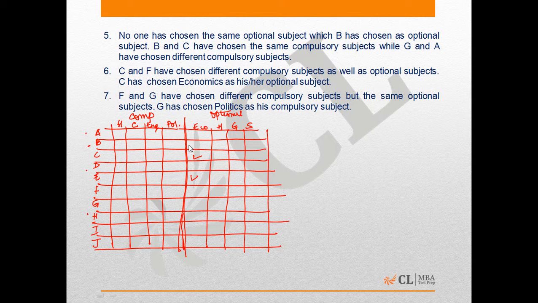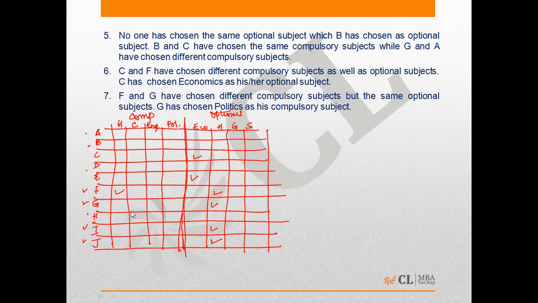So this definitely implies that the remaining four people, I, J, F, and G, must have chosen history as their optional subject. So these four people have chosen history for their optional subjects, because A, H, and D have a different combination of optional, and B has some different optional. Okay. Next, out of these, I has chosen history as his or her compulsory subject.